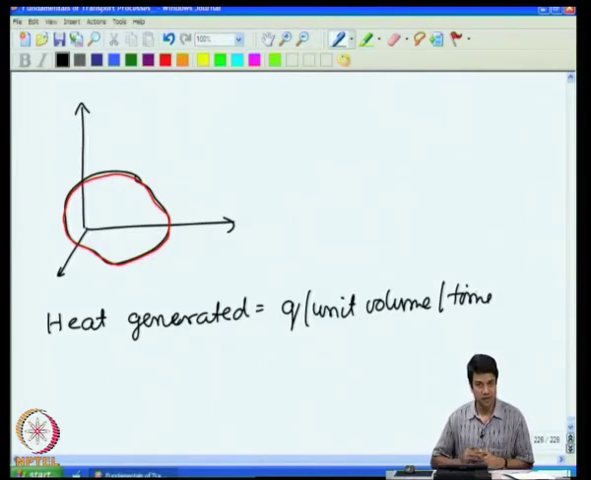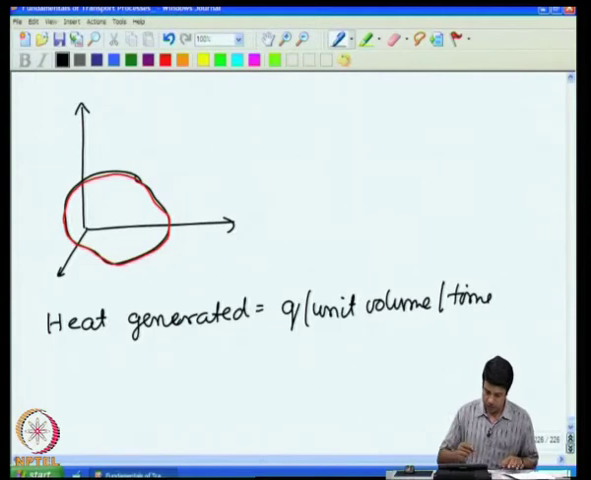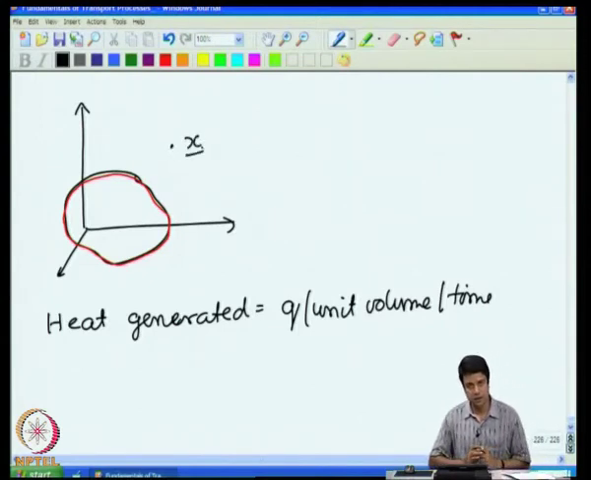In that case, you will have a certain amount of heat generated depending upon the reaction rate and the heat of reaction. You will have a certain amount of heat generated per unit volume per unit time. And then one can ask the question, what is the temperature field at a location x due to the heat generated from this source, in the absence of convection, at steady state, by solving the diffusion equation? So, how do I use the principle of delta functions in order to determine the temperature?